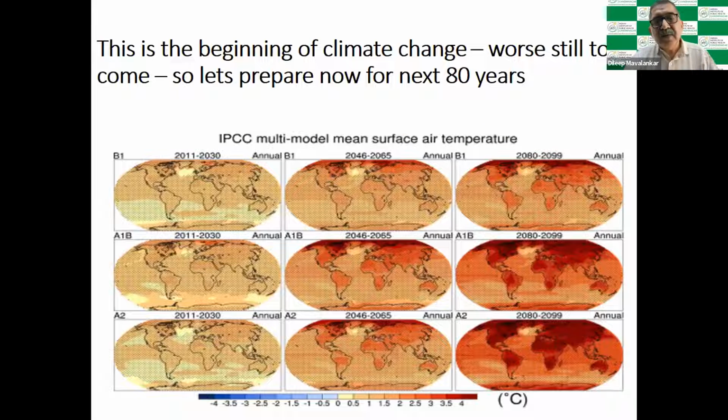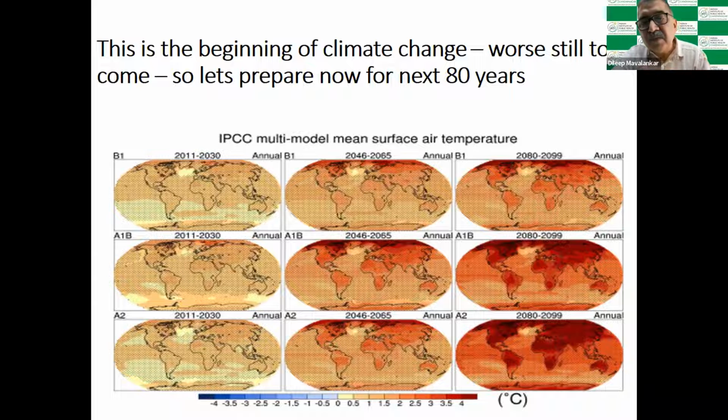I just want to end by showing you this graphic, which I don't know whether Professor Dr. Akash showed. This is the IPCC predictions with various modeling. And the redder the area, the hotter it will become. And we are currently at B1, which is the left-hand side top corner, the 2011 to 2013 time period. We will move towards the right-hand side as we reach 2080 to 2099, which is the last column.